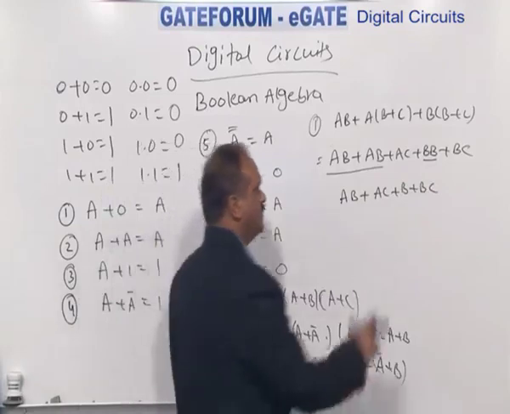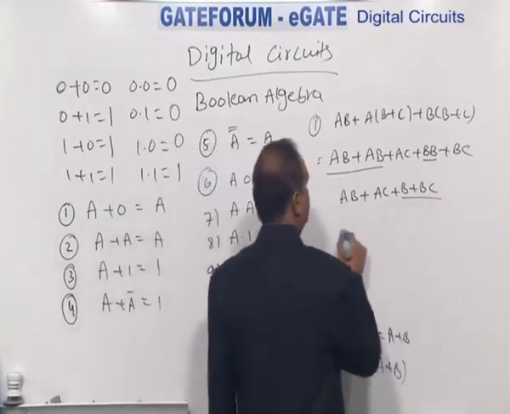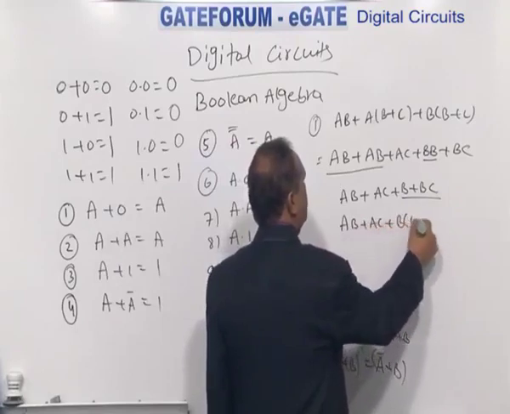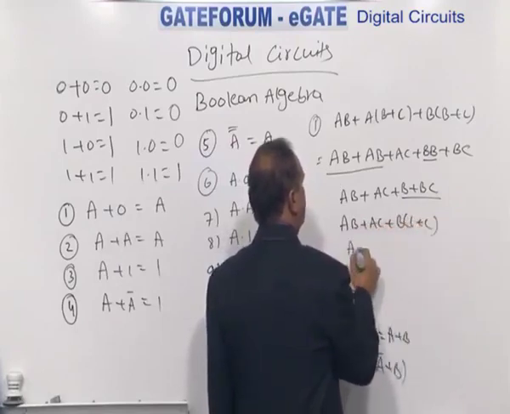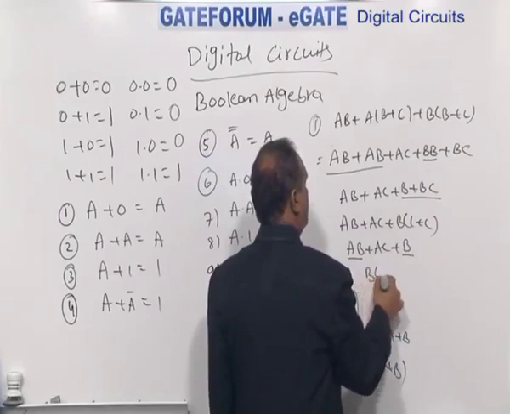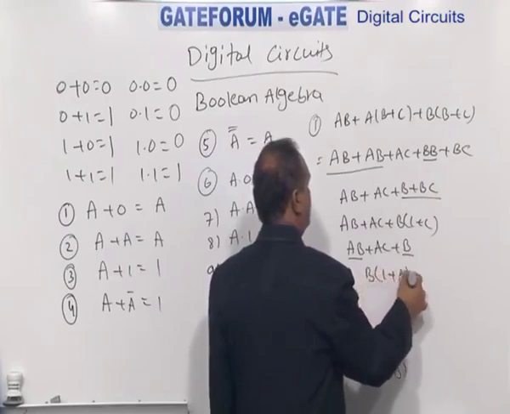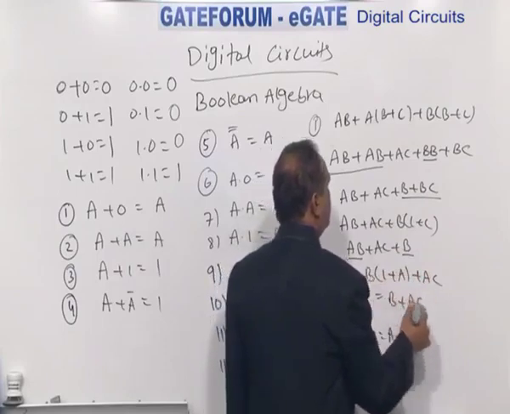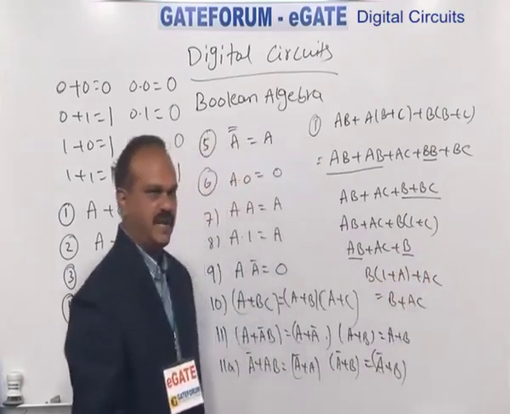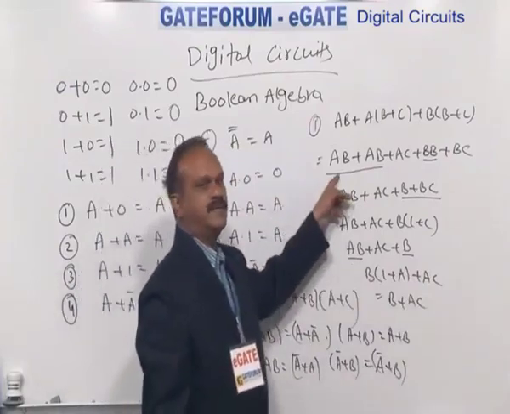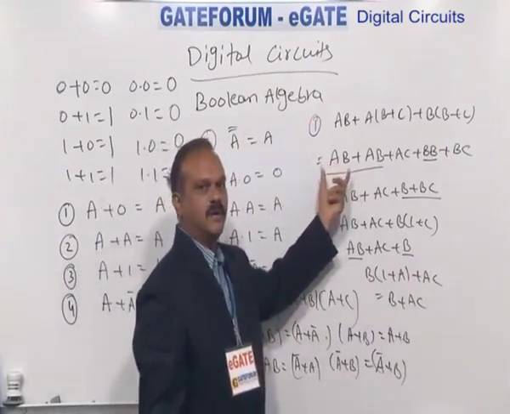Then afterwards you take these two terms for simplification. AB plus AC plus B into 1 plus C, AB plus AC plus B. So if you take B common here, you will get 1 plus A plus AC. So this is equal to B plus AC. So all steps are self-explanatory, whatever I have written. Wherever I am underlining, that indicates I am taking those two terms for the combination.